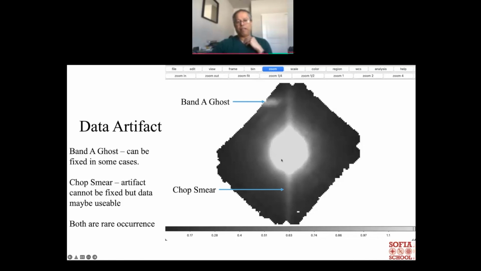So if you do have these kinds of artifacts in your data, then you need to be careful when you do your analysis, and you need to address these issues when you are publishing it in your paper.